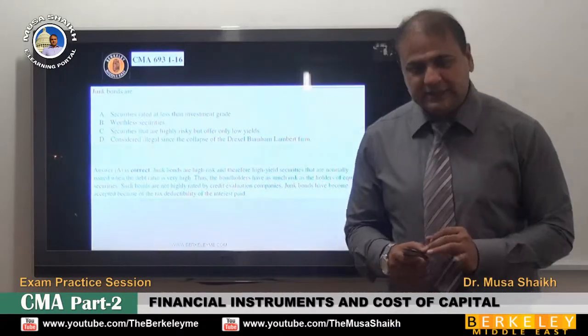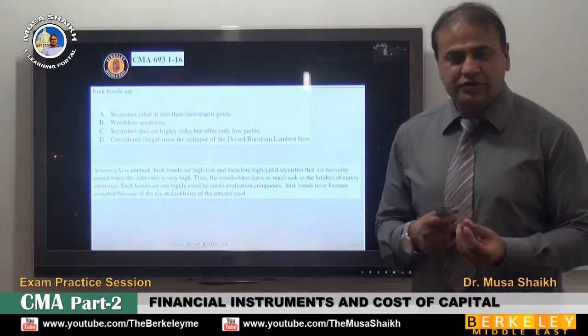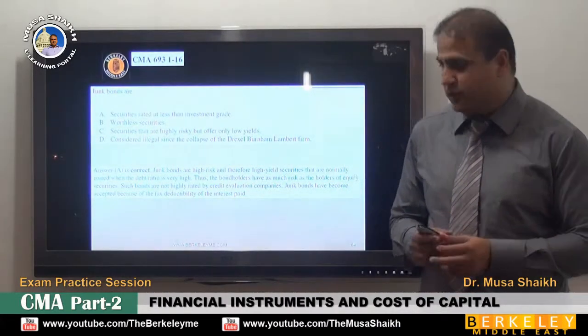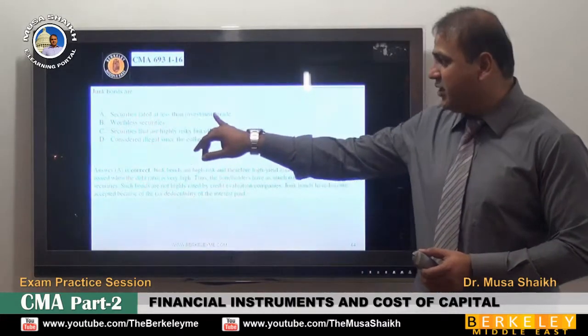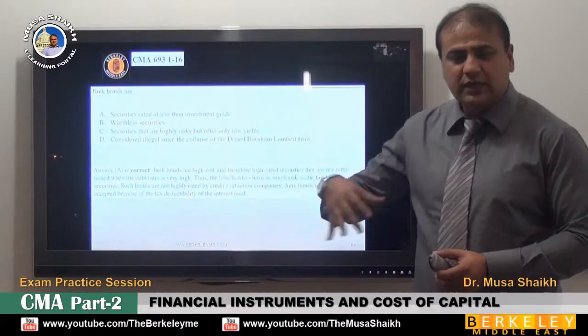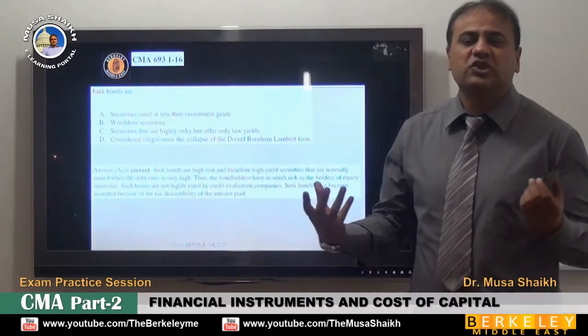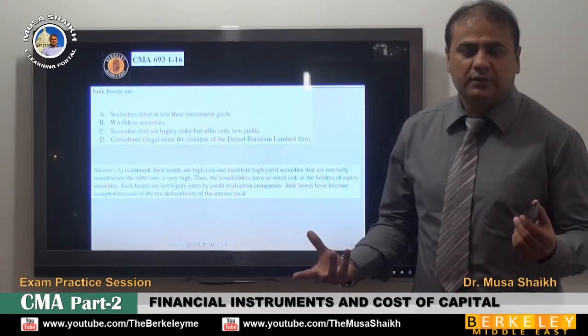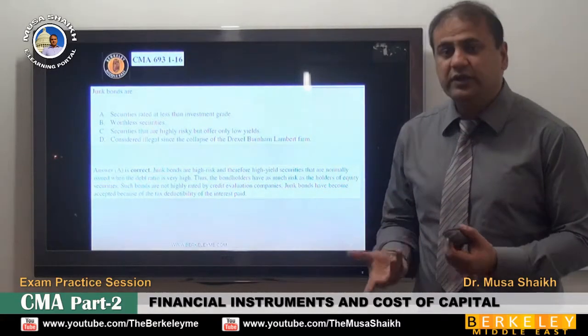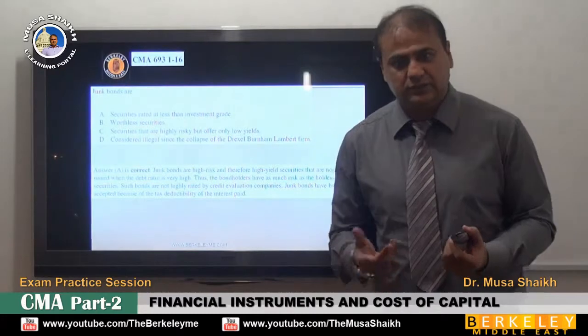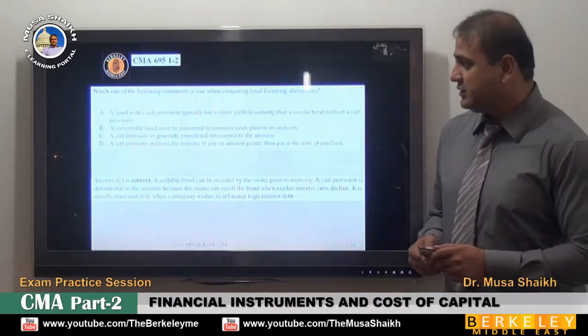Junk bonds. Junk bonds are riskier. These are securities rated below investment grade, because investment grade bonds are more secure. So junk bonds are inferior bonds, and they are more risky. This is the definition.